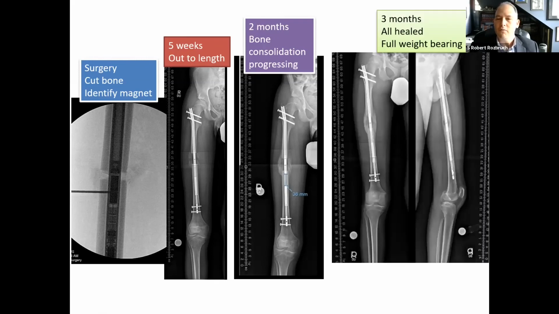And at 3 months, we're already seeing quite a bit of remodeling, and the patient has already been full weight bearing for a month's time. So that kind of healing was very exciting to us and very exciting to our patients, and allowed us to do limb lengthening in a fashion that was just easier and safer for the patient.